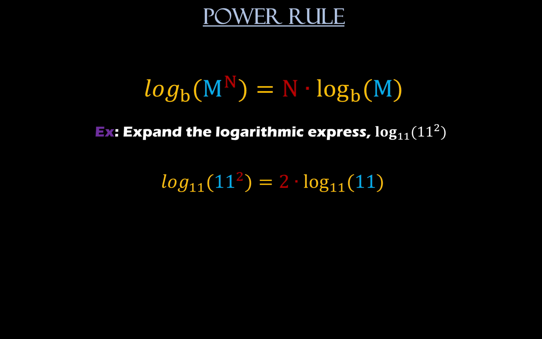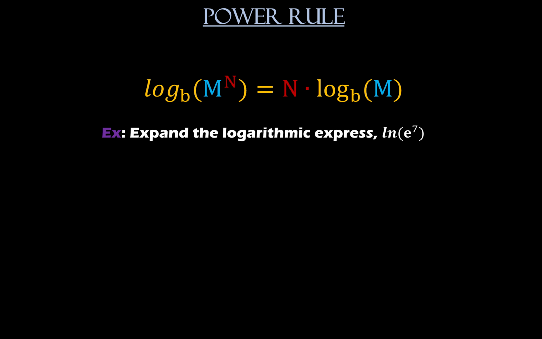Remember what happens when the base of a log and the exponential inside are the same. They cancel out. Remember that ln is log base e. Therefore, using the inverse property, we simplify to this.